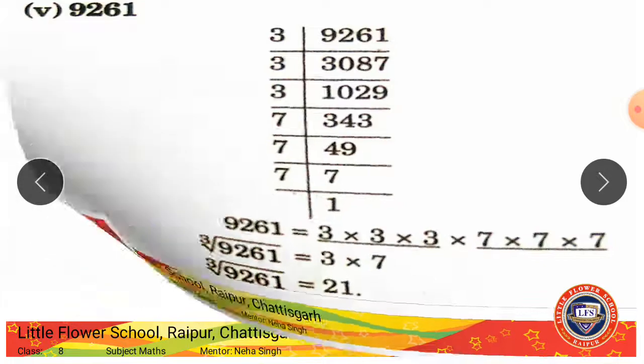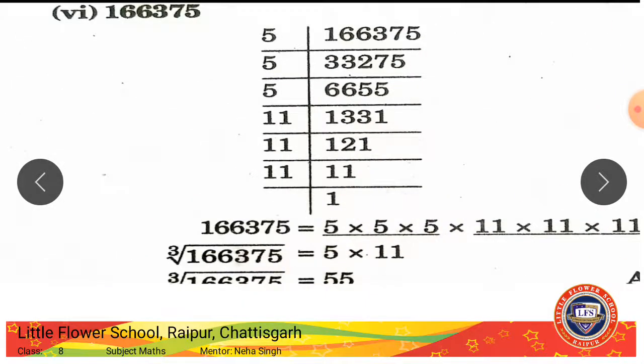Okay. Next question, 166375. Since the units digit is 5, this will not be divisible by 2. Digit sum we'll check, it is not divisible by 3. Last 2 digits we'll check, it is not divisible by 4. So directly now it will be divisible by 5. You can go through the question.